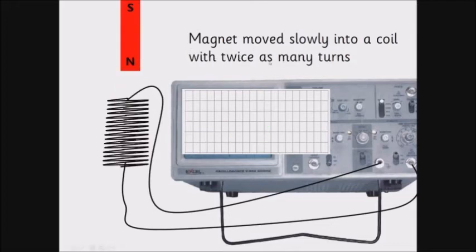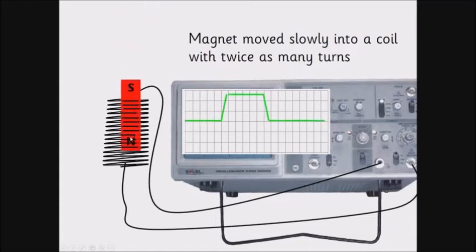And the final one, a magnet moves slowly into a coil with twice as many turns. And notice we're back to the north pole. So if we've got twice as many turns on the coil, let's have a look. It's slow, so we get a nice long trace, but because there's twice as many turns, that has doubled the amount of voltage we get out. So here you can see we've kept the speed the same, slower, but we've doubled the turns, so that has increased the voltage.